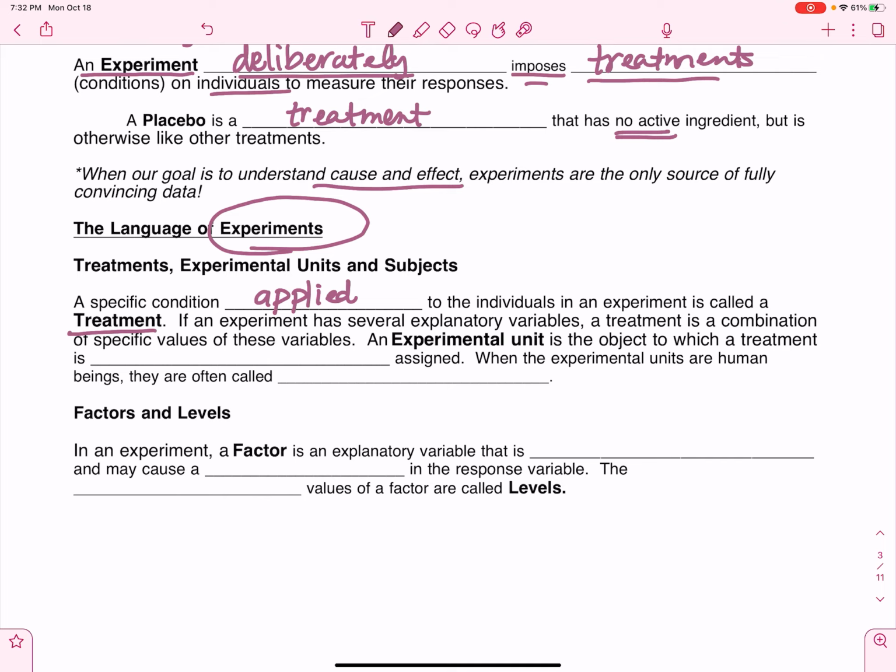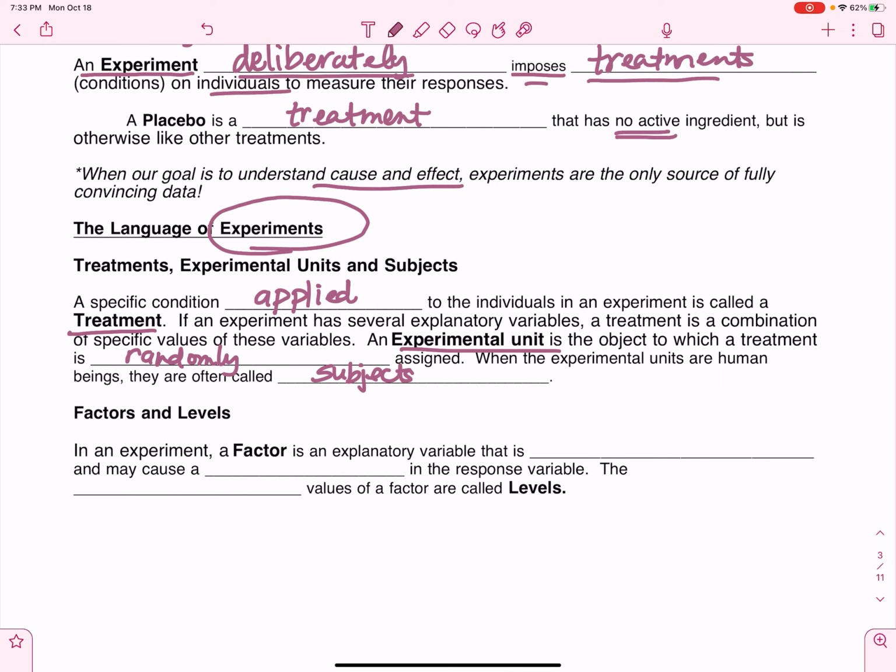Please keep in mind when I talk about an experimental unit, that is the object to which a treatment is randomly being assigned. When the experimental units are human beings, they are often called subjects. So the participants in an experiment are called subjects, or if they're items, experimental units, whatever you're conducting an experiment on, whatever you're randomly assigning to treatments.